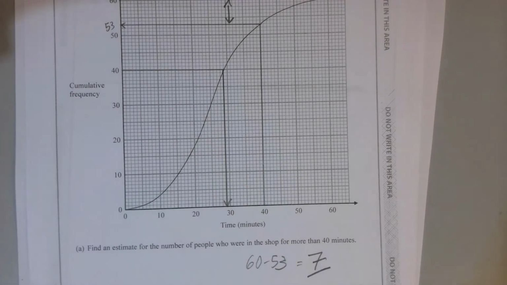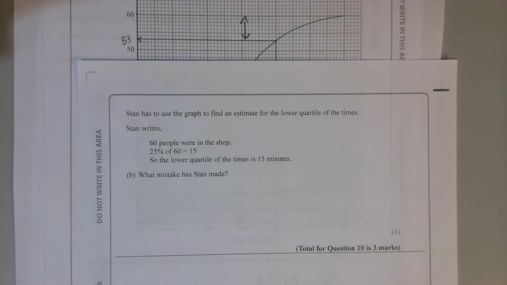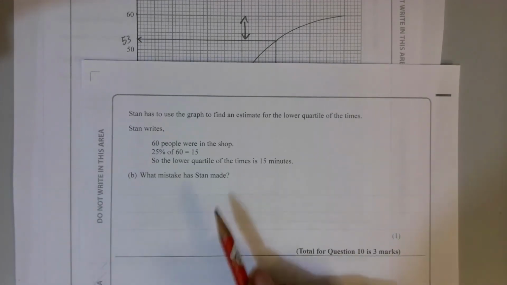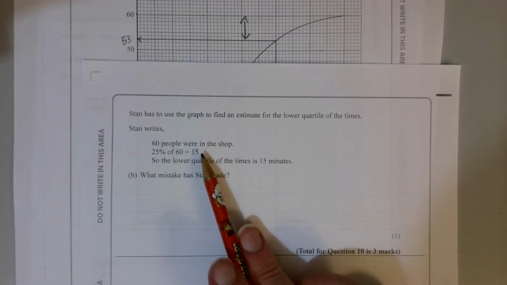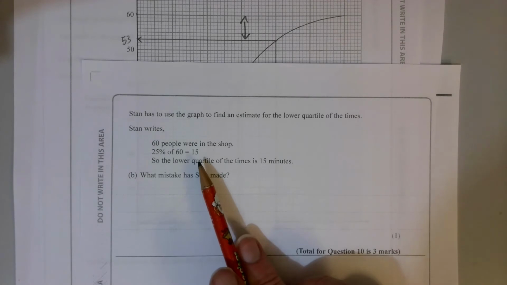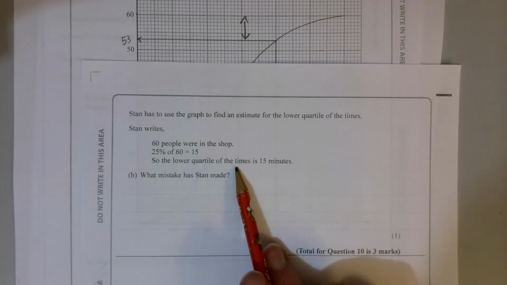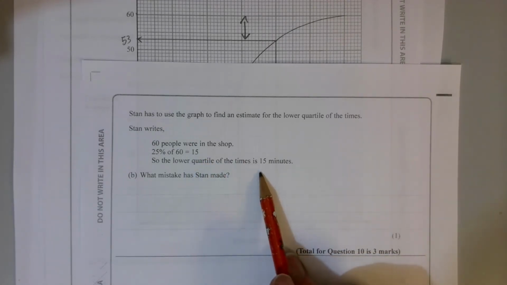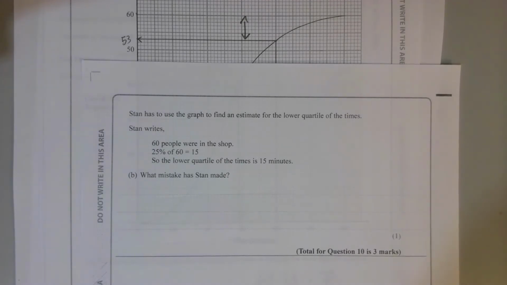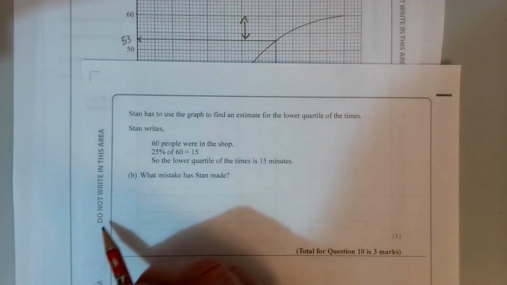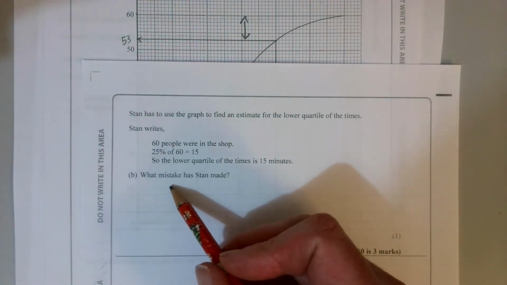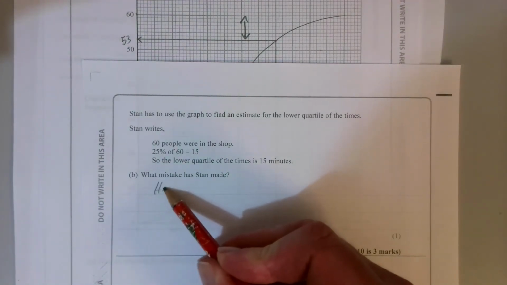Now it says that Stan's used the graph to find an estimate for the lower quartile. Stan writes 60 people were in the shop, 25% of 60 is 15, which is a quarter of it. So the quartile of the times is 15 minutes. What mistake has Stan made? He's confused minutes with people. So I would write that.